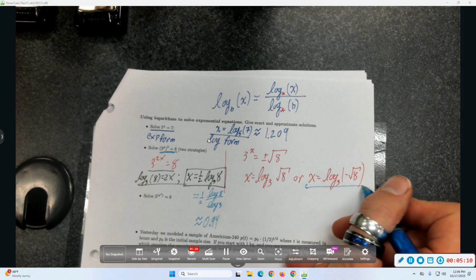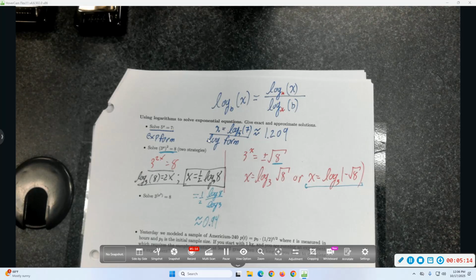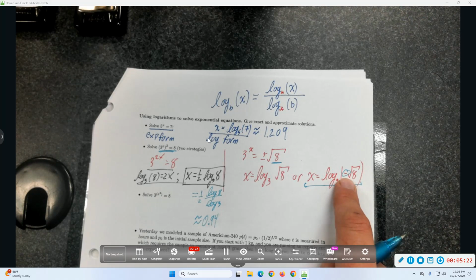Well, let's check it out. There's not a negative in the square root, so that can't be the problem. I put in the negative square root and that just says not an answer. Yeah, because there's a negative inside of a log.